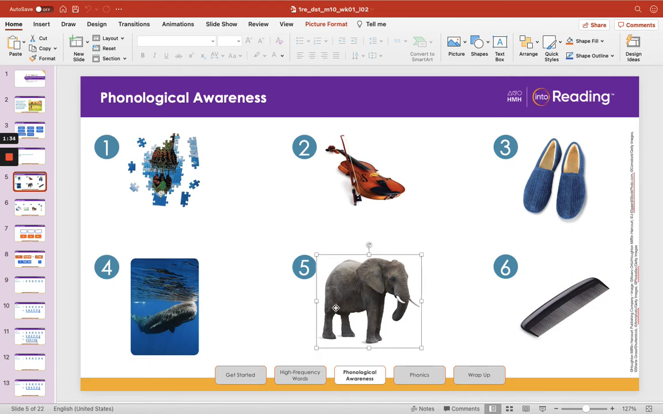And this is an elephant. How many syllables are in the word elephant? Elephant. 3 syllables. I clapped 3 times. And then the last picture is number 6, and it is a comb. How many syllables are in the word comb? Comb. I'm going to clap it. Comb. That is a 1 syllable word.